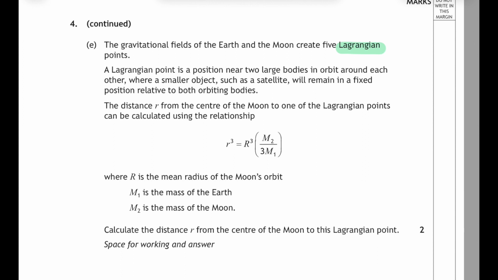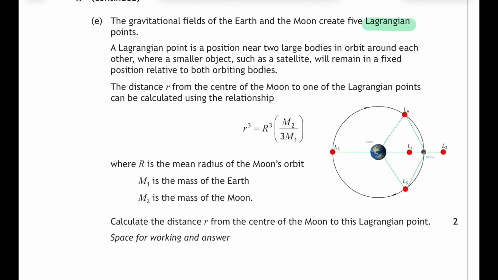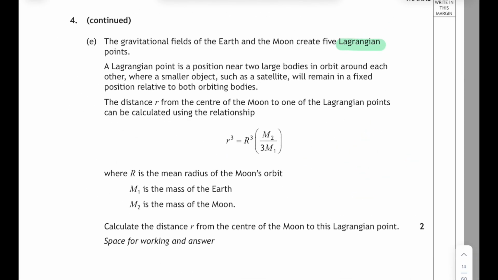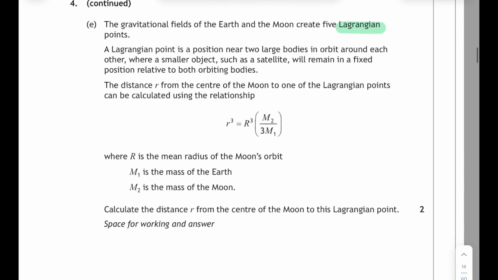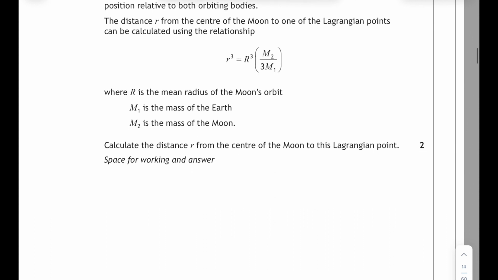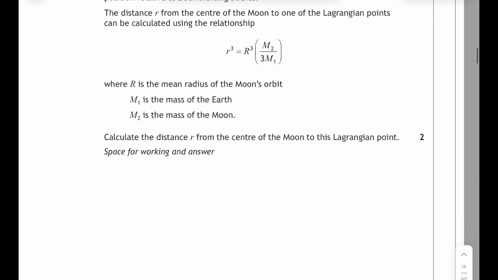I think I'm going to look this up, see if I can get a picture. There we go. Don't know if that helps or not, but that's the 5 Lagrangian points around the Earth. They're kind of special points where you can put satellites in orbit. Very stable positions. Anyway, the distance r from the centre of the Moon to one of the Lagrangian points can be calculated using this relationship, and you've never seen that relationship before. It's an unfamiliar relationship, and with this type of question, all you've got to do is find the numbers and put them in and work out what r is.